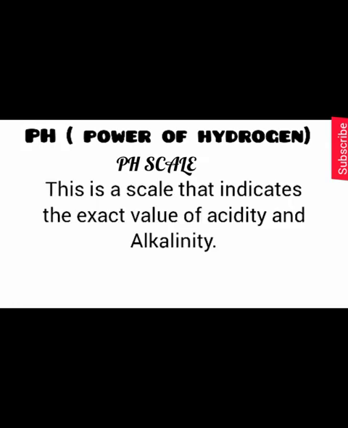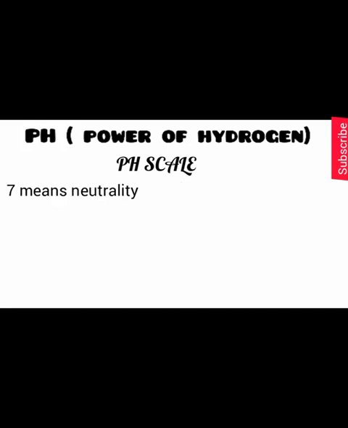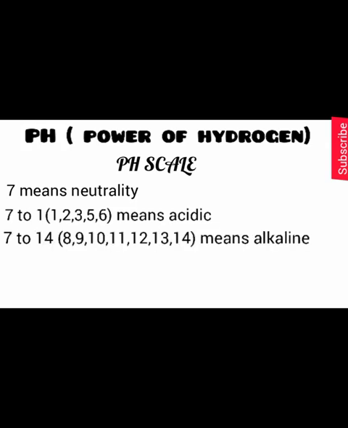The pH scale is a scale that indicates the level of acidity, that is the exact value of acidity or alkalinity of a substance. It ranges from 1 to 14. Then 7 is the center. 7 is neutral. But from 7 below to 1 means acidic. Then from 8 upwards means alkaline or basic. Let's look at the diagram.